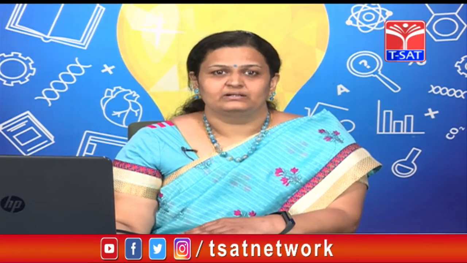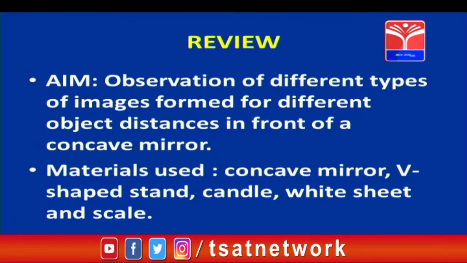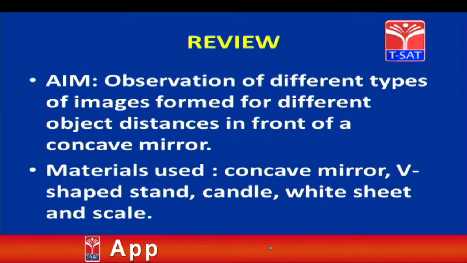In the previous session, we saw the lab activity whose aim was to observe different types of images formed for different object positions in front of a concave mirror. So, what all did we use, children, for the experiment? We made use of a concave mirror of a certain focal length, 20 centimeters. We made use of a V-shaped stand to place the mirror. Then a candle, which acted as the object. We made use of a white sheet which acted as a screen, and a scale for all the necessary measurements. So, this was the aim and the material required for the experiment.